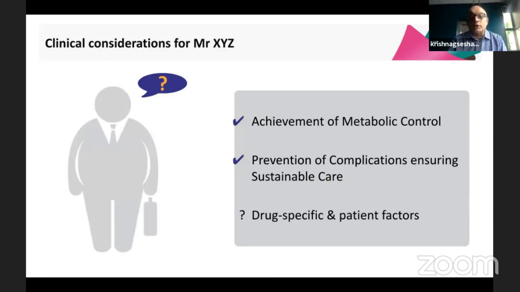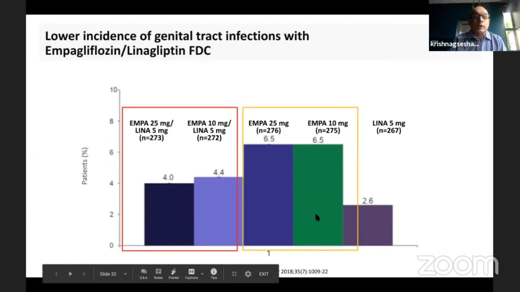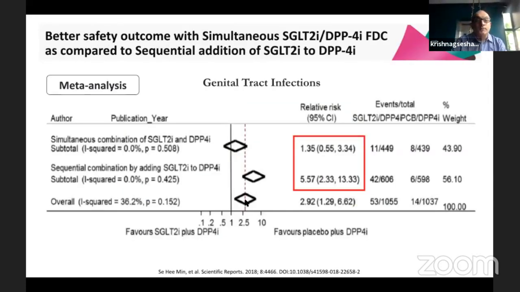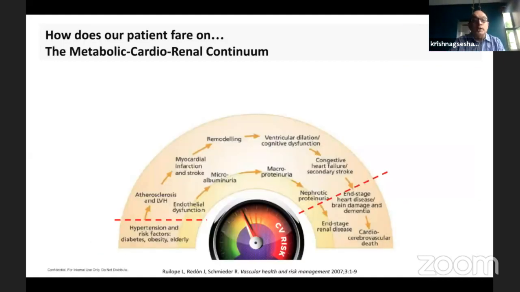So what do you want to do? Clearly, you want to achieve metabolic control, you want to prevent complications, and what you will find also is that there is no increased risk of hyperglycemia. And very interestingly, and there are several theories to that include, DPP-4 receptors in these Candida, these genital fungal organisms. You will find that there is a lower incidence of genital tract infections when you add a DPP-4 to an SGLT2 inhibitor. And this is just showing better safety when you combine the two and lower genital infections. And so here you have metabolic control, prevention of complications, and of course, lower genital infections.